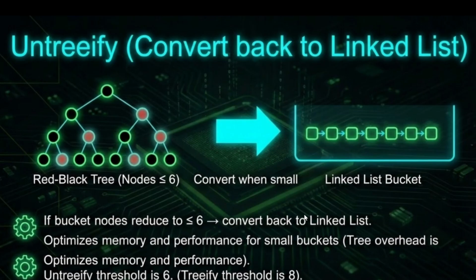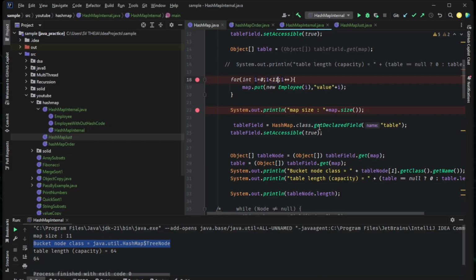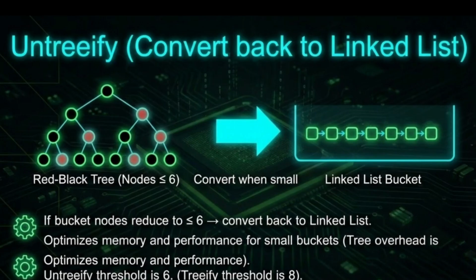Now we will discuss Untreeify, converting back to a linked list. Whenever the red black tree nodes are less than or equal to 6, convert back to a linked list. If bucket nodes reduce to 6, it will come back to a list. Optimize memory and performance. This is what we discussed about the Untreeify threshold. As I have shown here already, whenever I decided to go to 8, I ordered only these elements. Now it is a node only, converting back from tree to linked list. That's what is happening here.